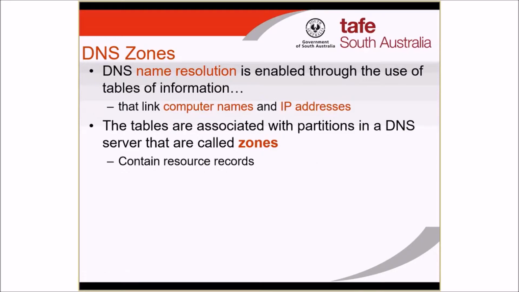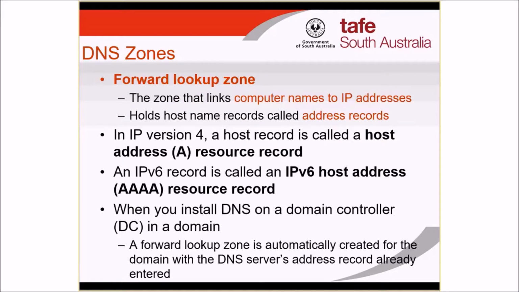The tables are associated with partitions of the DNS server, and they're called zones, and they contain what's called resource records. A forward zone, forward is a direction, isn't it? Forward means name to IP addresses. A forward zone links computer names to IP addresses. It holds host name records called address records. In IP version 4, these host records are called A records. In IP version 6, they're called quad A records or AAAA records.